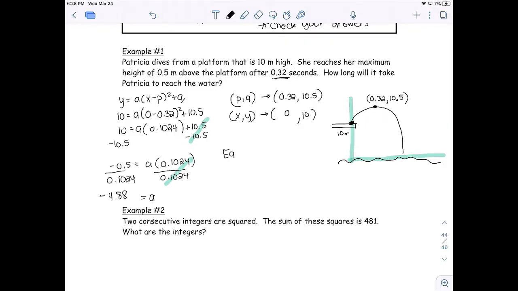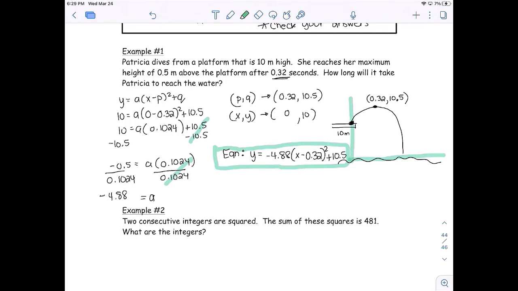So what we still need to do is write the equation in the form y equals a(x minus p) squared plus q. a is replaced with negative 4.88. Then you're going to write x minus p, where p is replaced with 0.32, squared, plus your q, 10.5. So this is your equation. You need this in order to answer any question based on what they're giving you.